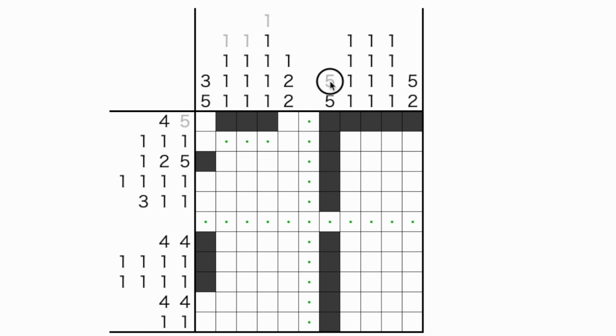Over here, we've done the 5, 5. We've used up the first block on all 3 of those. And this one has to start a block of size 5. So that's those 5.